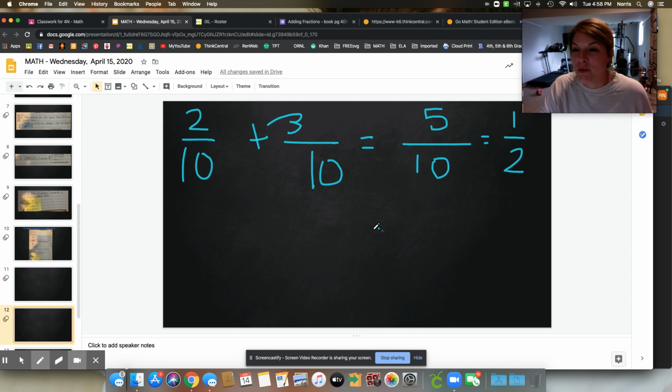Another way to simplify is to remember you list the factors of 5 and 10. Okay, 1 and 5. And the factors that make 10. 1, 2.